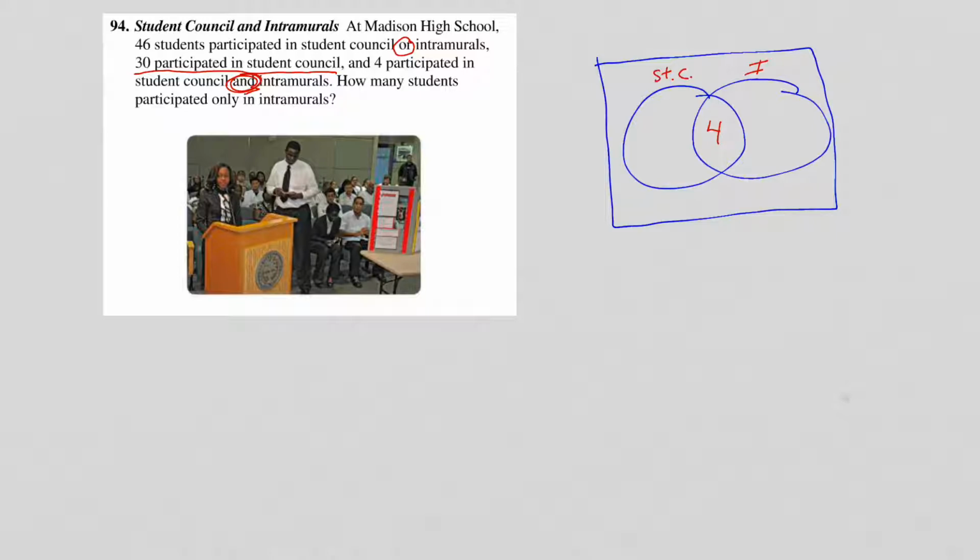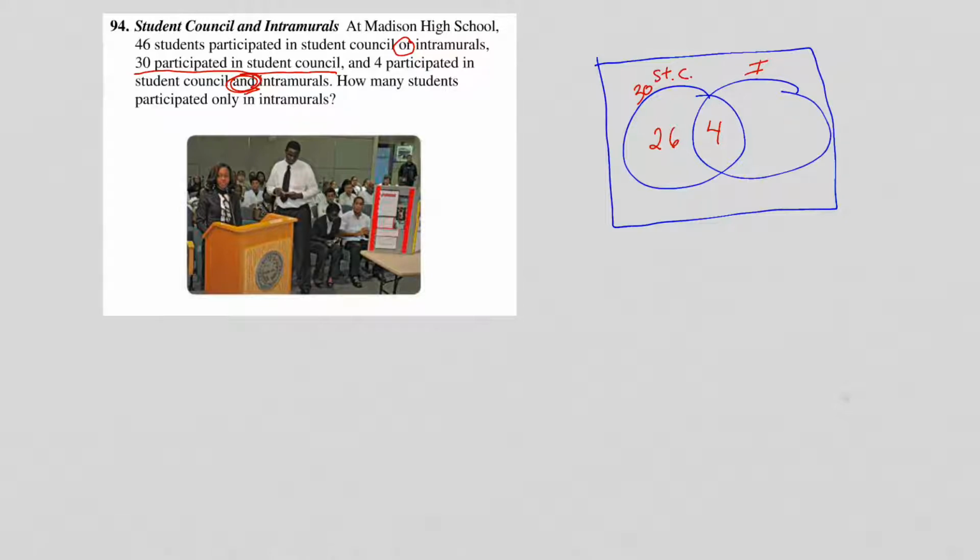And then 30 participated in student council. So the 4 goes in the middle. And then the next clue is the 30. The 30 participated in student council. That's the left circle, so the left circle should be 30. Well, we already have 4 in the left circle, so that means we need 26 in region 1 to have a total of 30 for student council.